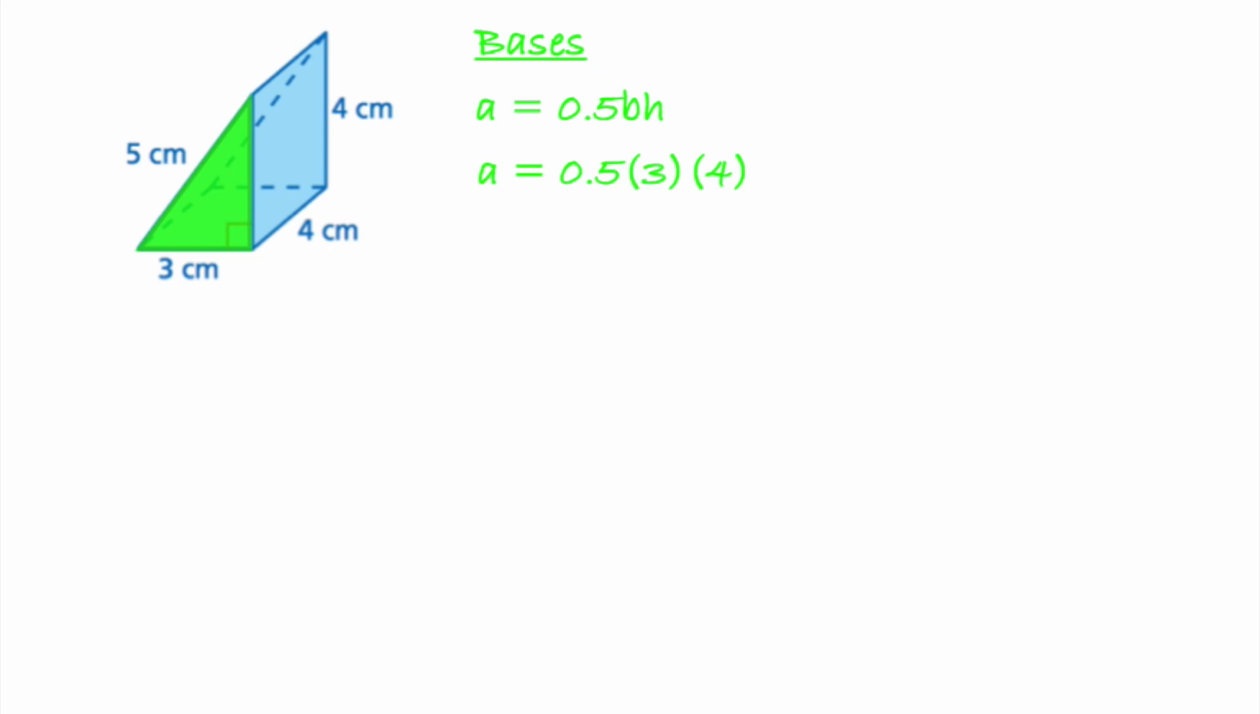So we're going to plug in 3 as our base and 4 as our height, and we get an area of 6. But there's 2 triangles, because remember, a prism has 2 congruent bases. So we have the same work for our second base. So the area for both of our bases together is 12.